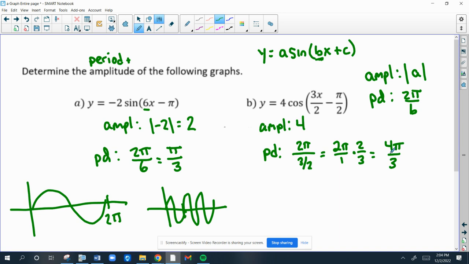But this one compared to the other is going to be much more stretched out on the y because it has a larger amplitude. So that's it. That's how you find the period and amplitude of a sine or cosine graph given its equation.